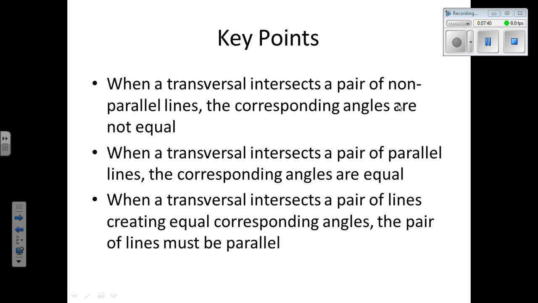Alright, so key points to remember from this. When a transversal intersects a pair of non-parallel lines, the corresponding angles are not equal. When a transversal intersects a pair of parallel lines, the corresponding angles are equal. When a transversal intersects a pair of lines creating equal corresponding angles, the pair of lines must be parallel.